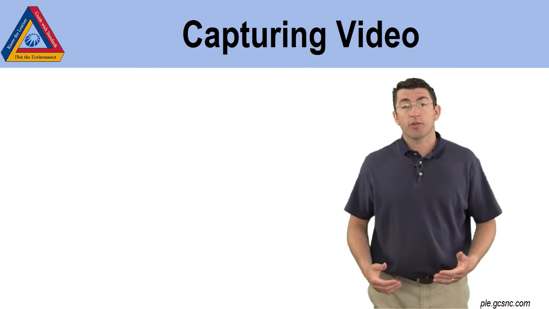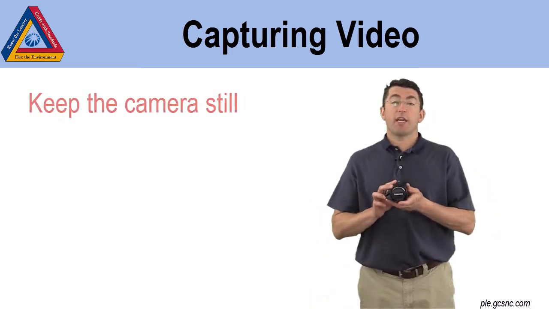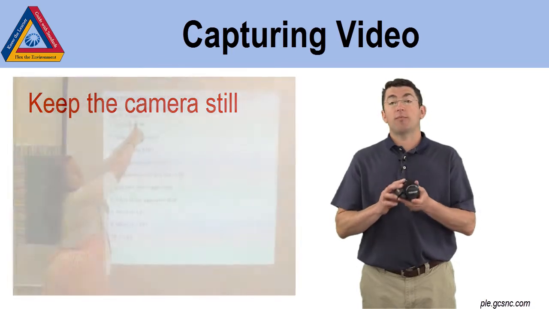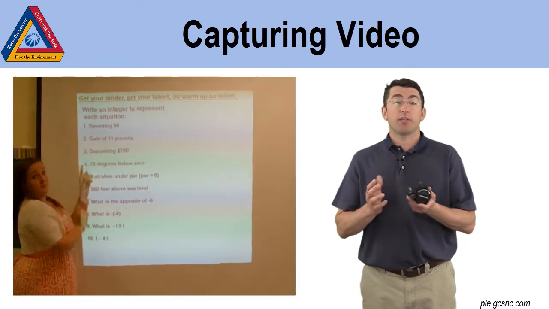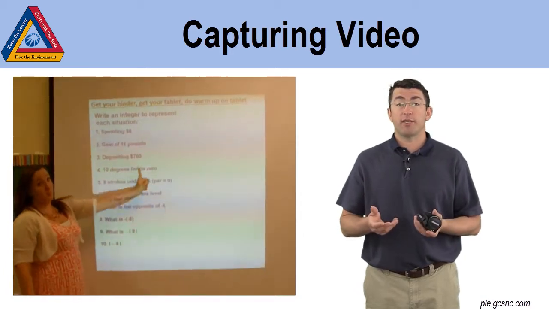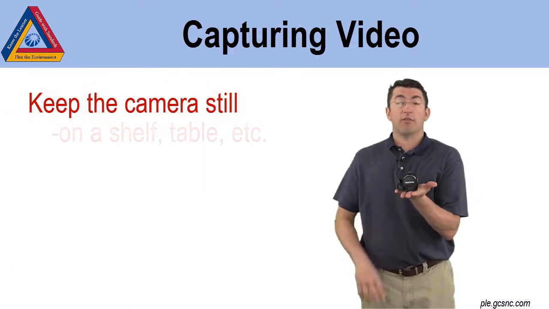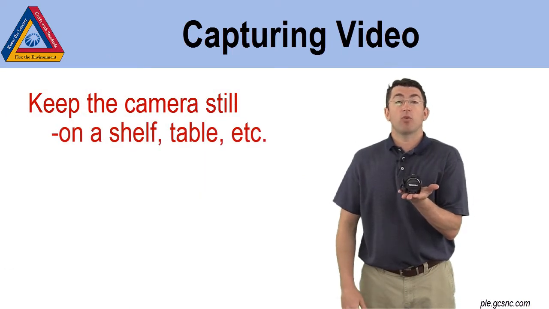Once you've chosen your camera, there are a couple things to think about while you're filming. The first is keep the camera still. If your camera bobs and weaves and wanders, you potentially could make your audience sick, and you're at least going to distract them a little bit from whatever it is you're trying to teach. So the easiest way to keep your camera still is to set it on a flat surface like a shelf or a table or a stack of books. Something that's going to keep it where you want it and not be moved.